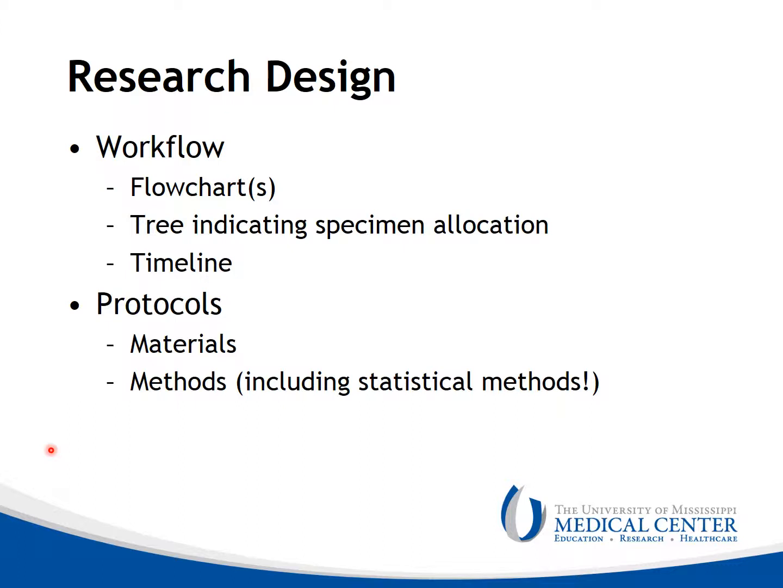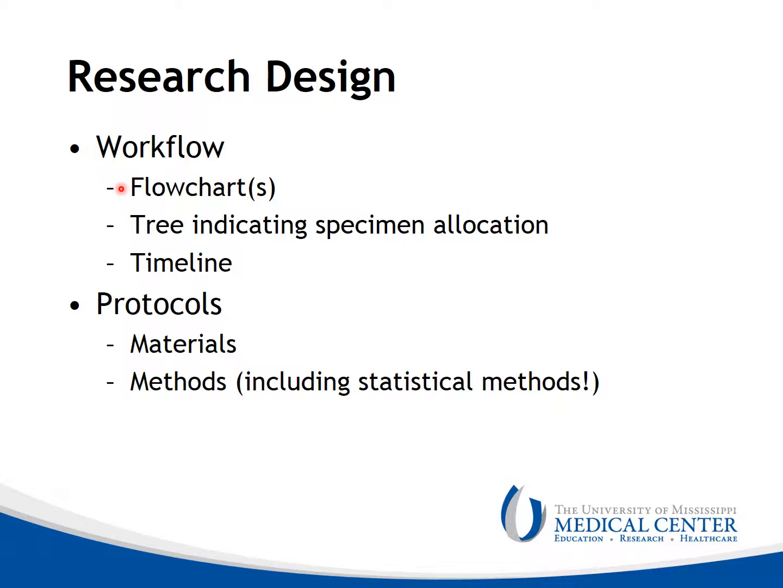Next, we have the research design section, which is typically the bulk of a research proposal. There are two main parts that we expect to find in a research design section. One is a general overview of the entire study or project describing the workflow. And the other are the specific protocols to be used in manipulating or measuring specimens. In the next few slides, I'll provide specific examples of each of these.